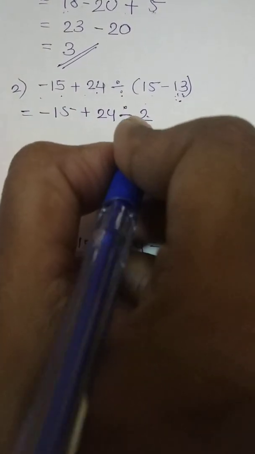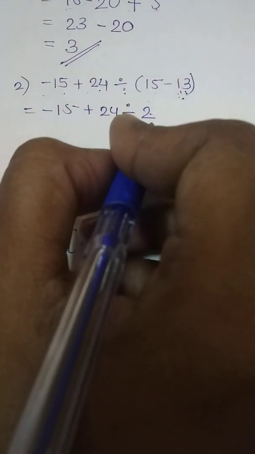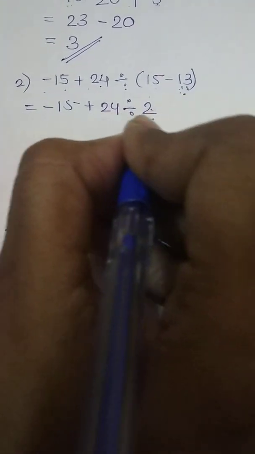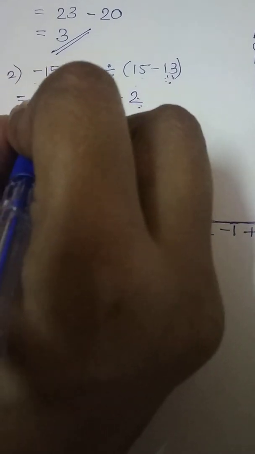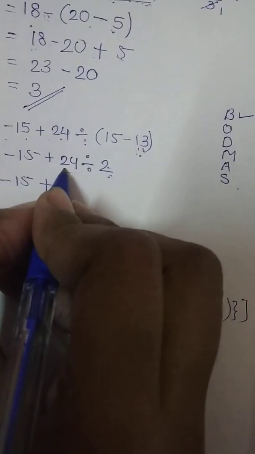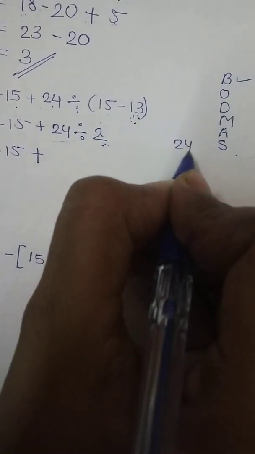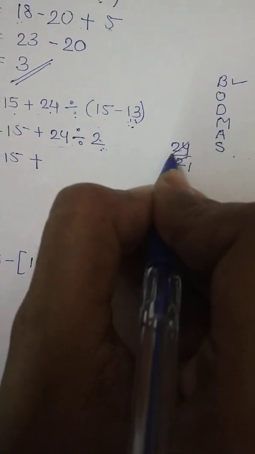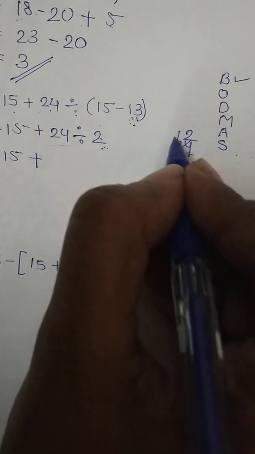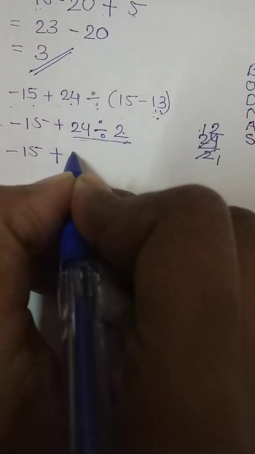Now here all the different expressions are given over here. So we are going to solve this division first. So minus 15 plus 24 divided by 2. 24 divided by 2. 2 ones are 2, 2 twos are 4. So the answer is 12. So in place of 24 divided by 2, I will write 12.